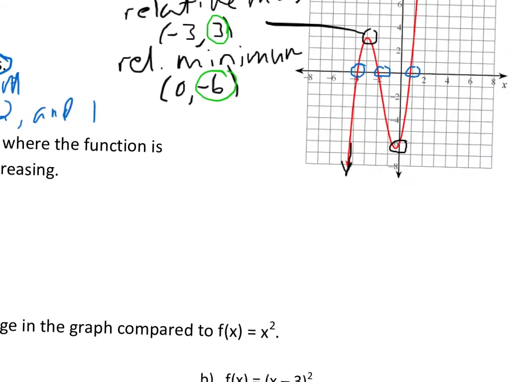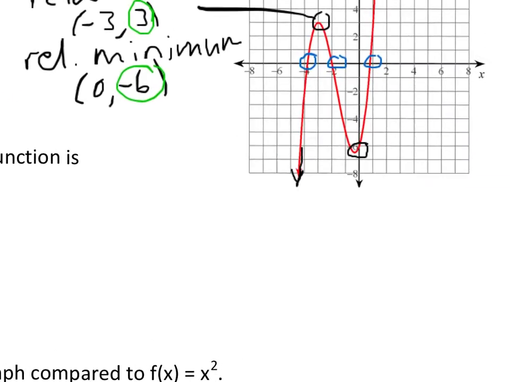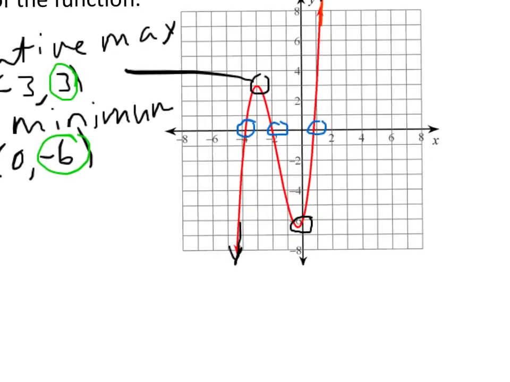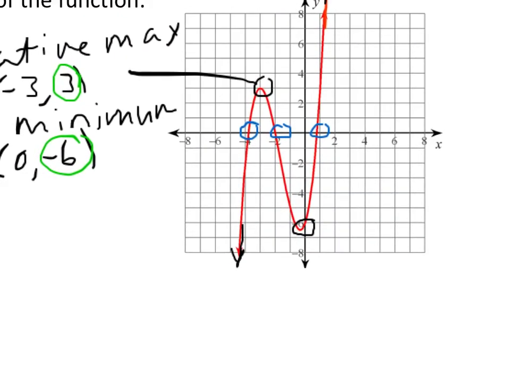Now let's look at where our graph increases and decreases. What are the intervals? So as before, we're thinking of going left to right. So as we go left to right along the x-axis, our graph is going up, up, up, until it hits right here. So it's increasing from -infinity up to -3.